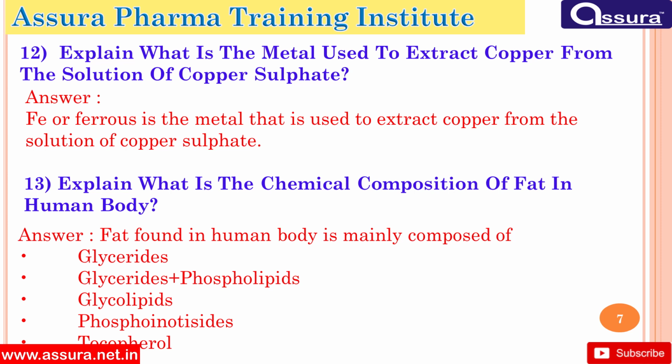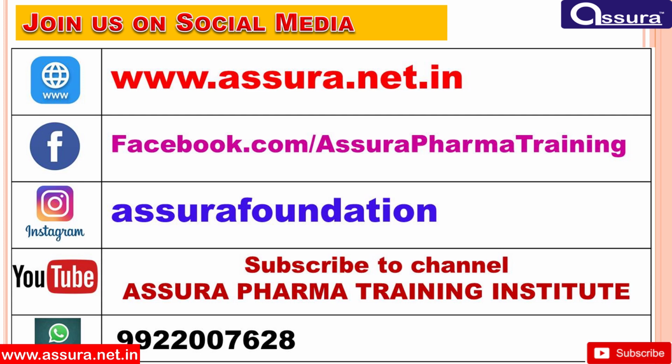Explain what is the chemical composition of fat in the human body. Fat found in the human body is mainly composed of glycerides plus phospholipids, glycolipids, phosphoinositides, tocopherol.